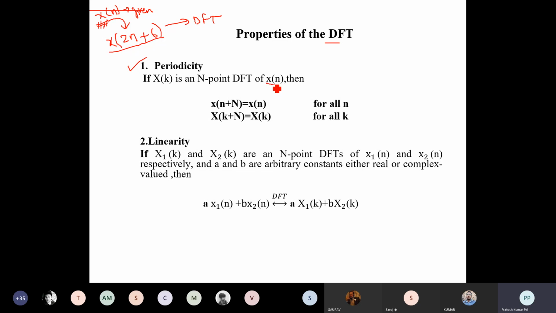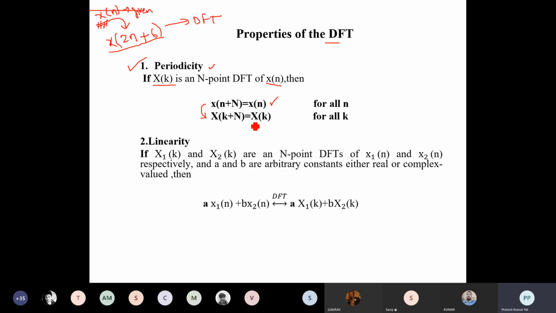So x of n is a signal, and its DFT is represented by X of k. Then if x of n plus capital N is equal to x of n, this is for a periodic signal. If the input is periodic, then its DFT will also be a periodic signal. So if we find its DFT, it will also be a periodic signal.